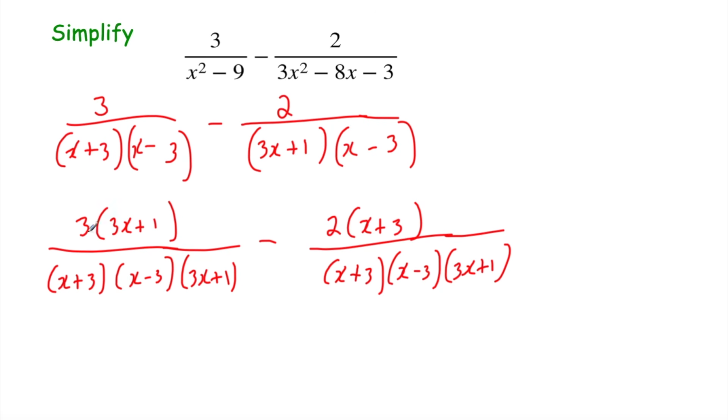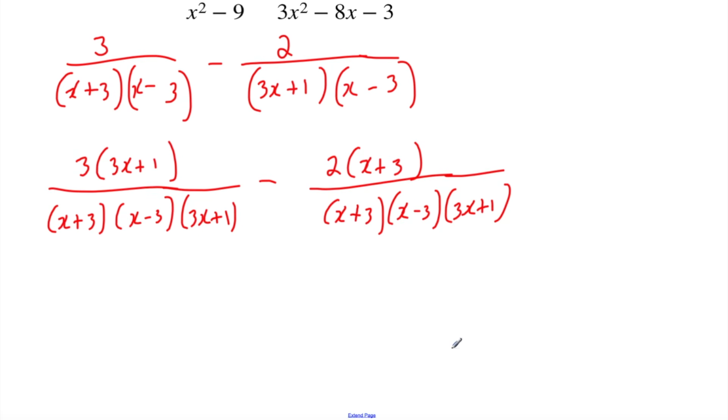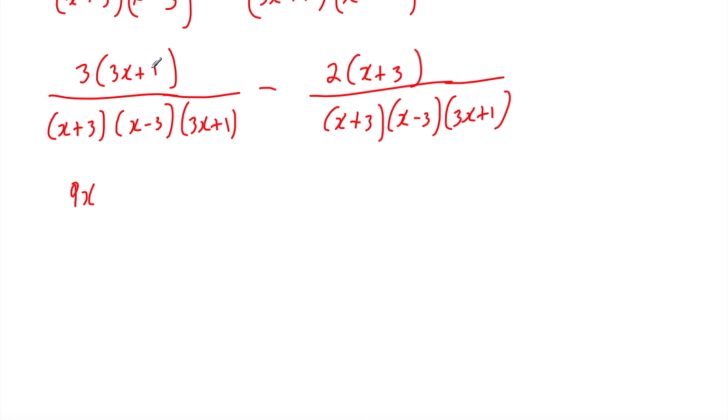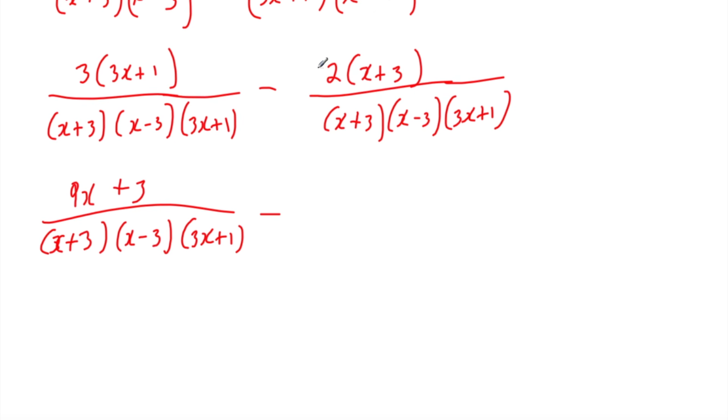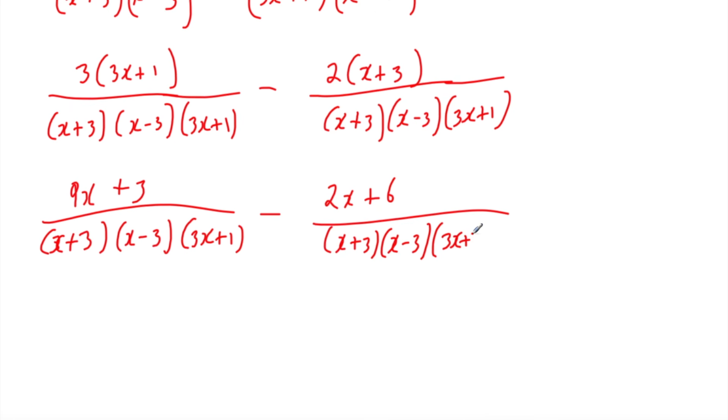So what I'm going to do is expand the brackets on the numerators. So let's see what we get there. So 3 times 3x is 9x, and 3 times 1 will be plus 3. So we've expanded those brackets, and then the denominator will stay the same as x plus 3, bracket x minus 3, bracket 3x plus 1. And then let's expand this bracket, the numerator of the second fraction. So that'll be 2 times x is 2x, and then 2 times 3 will be plus 6. And then that's over x plus 3, x minus 3, and then 3x plus 1. And then close brackets. And I'm just going to rub out that fraction. It was a little bit long there. Okay, so this is great.